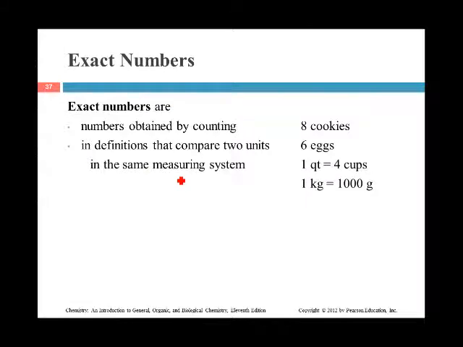Now, exact numbers will always be 100%. There's an infinite amount of significant figures here. For instance, if we are counting 6 eggs, if you went to the store and got a half a dozen eggs, you're not going to bring home half an egg. You're going to assume that it is perfect. So it could be 6.0, 6.000, it doesn't matter.